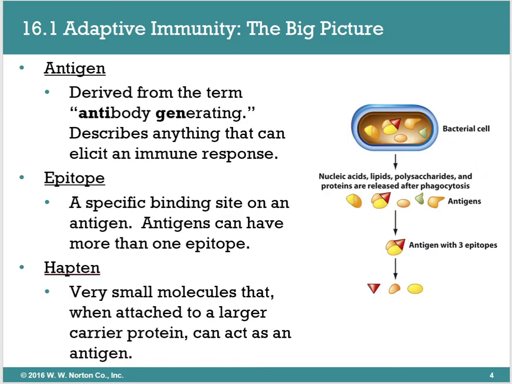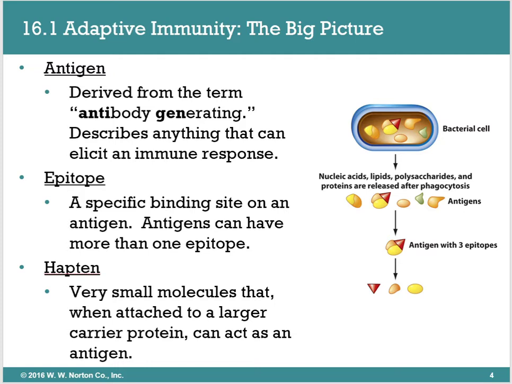So we have antigen. Antigen is derived from the term antibody generating. This describes something that can elicit an immune response. So anything and everything that can cause an immune response is considered an antigen. For us, like I said, we're going to primarily focus on the infection part of antigens.